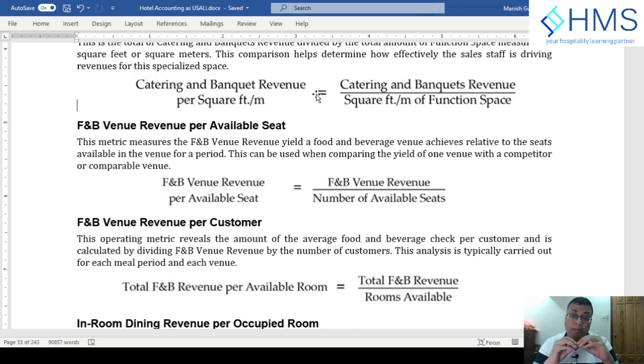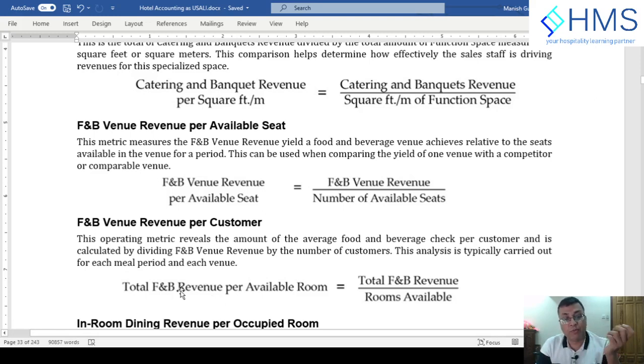This metric will really help us understand how effectively we are able to capture that revenue year by year, and also against other competitors and within the venue. If you are comparing one venue with another, the analysis is typically carried out by each meal period and for each venue separately, right?